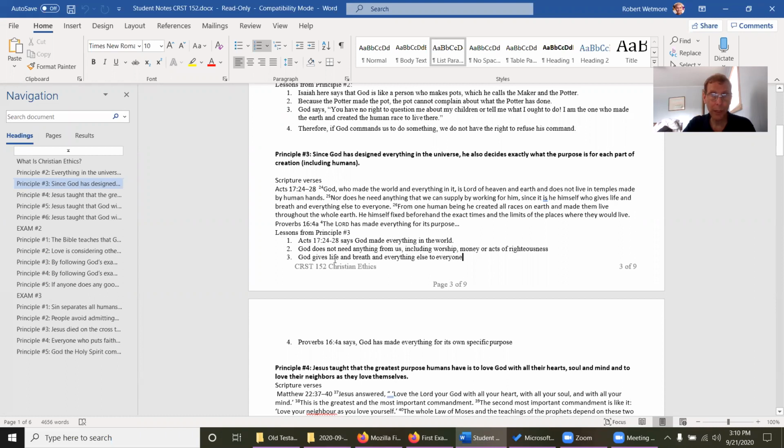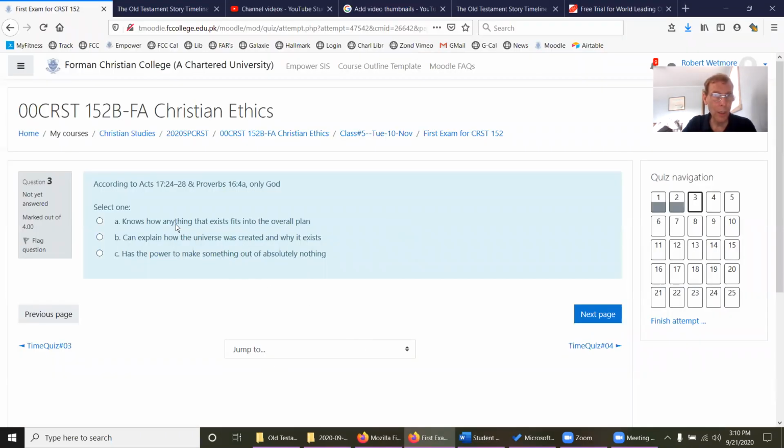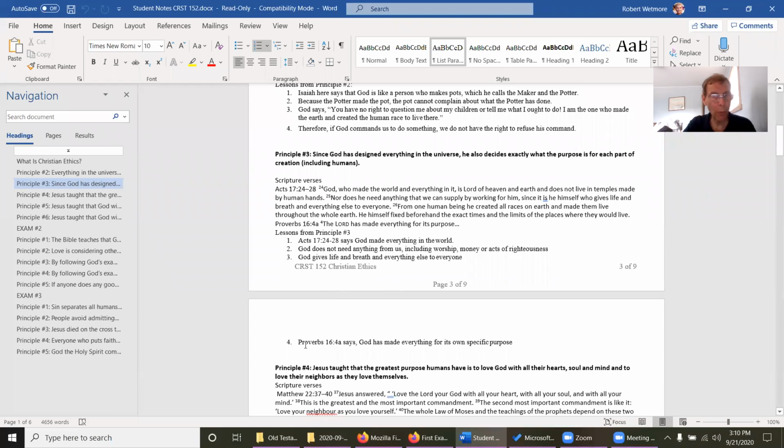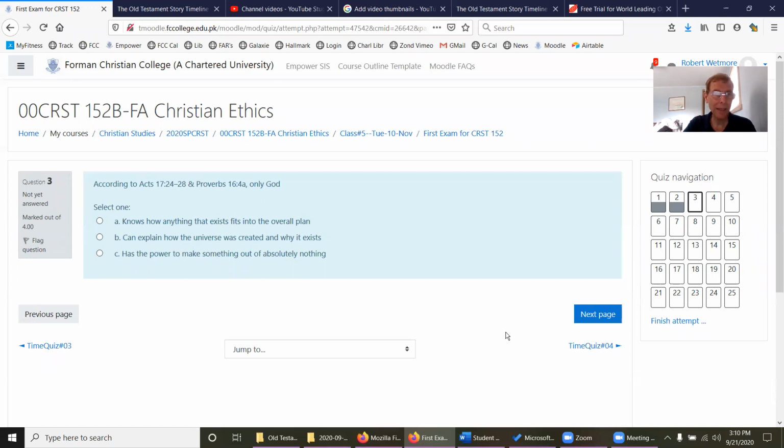God made everything in the world, we know that. Does not need anything from us, we know that. Gives life and breath to everything. Has made everything for its own purpose. Wait a minute. Knows how anything that exists fits into the overall plan. That is very similar to number 4. God has made everything for its own specific purpose. Knows how anything that exists fits into the overall plan. Same thing as purpose. So all of these are true, but this is the one that fits Acts 17 and Proverbs 16, or A. See what's going on? So that's how you do these quizzes.